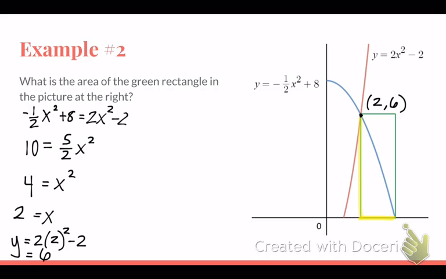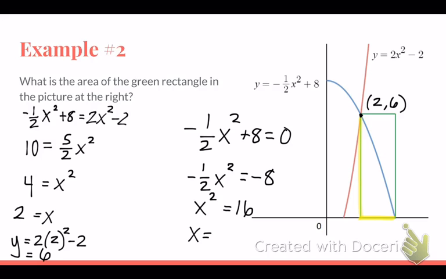And again, if that math went way too fast, you can look at this YouTube video later tonight to see it. The next thing I need to do is find this x-intercept right here. So I set the blue equation equal to 0 and solved for x, and I got that x equaled plus or minus 4. So this one would be the positive one. So this is the point (4, 0).